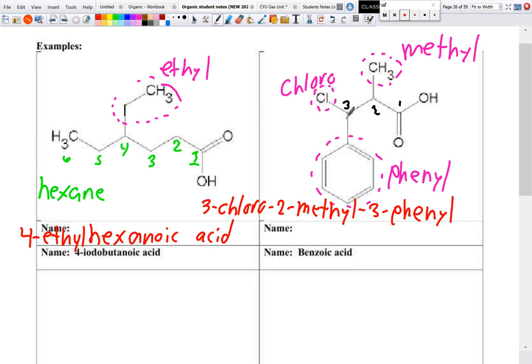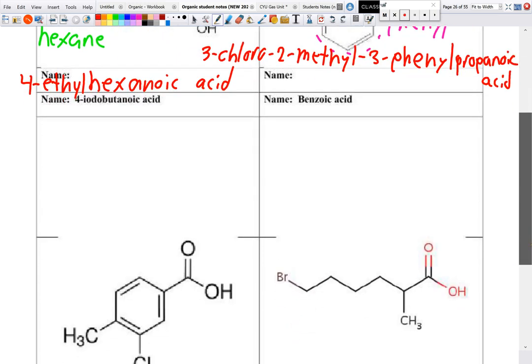Now our longest continuous hydrocarbon chain is only 3, so normally it'd be propane, but we drop the E and add oic acid, so we get propanoic acid. And that is its name. So 3 chloro, 2 methyl, 3 phenyl, propanoic acid.